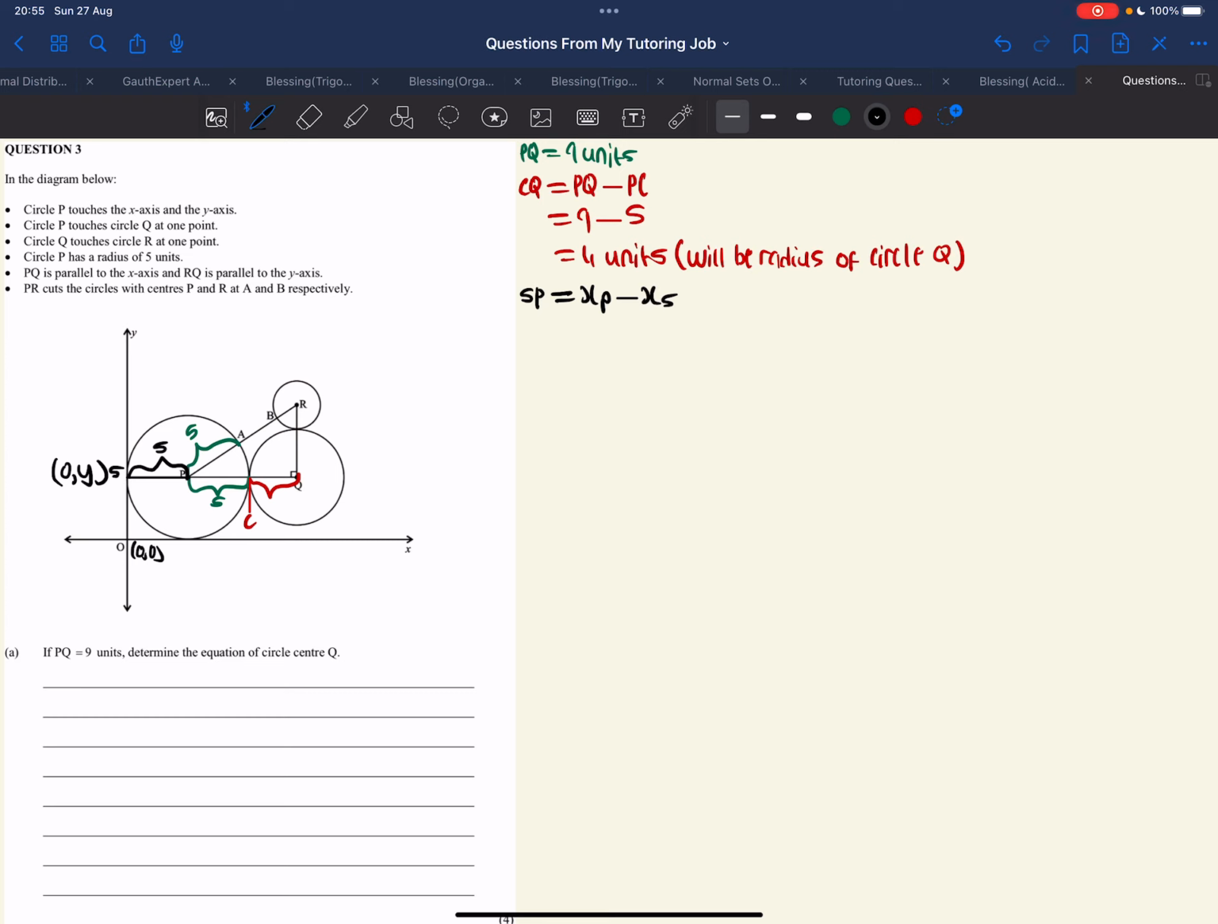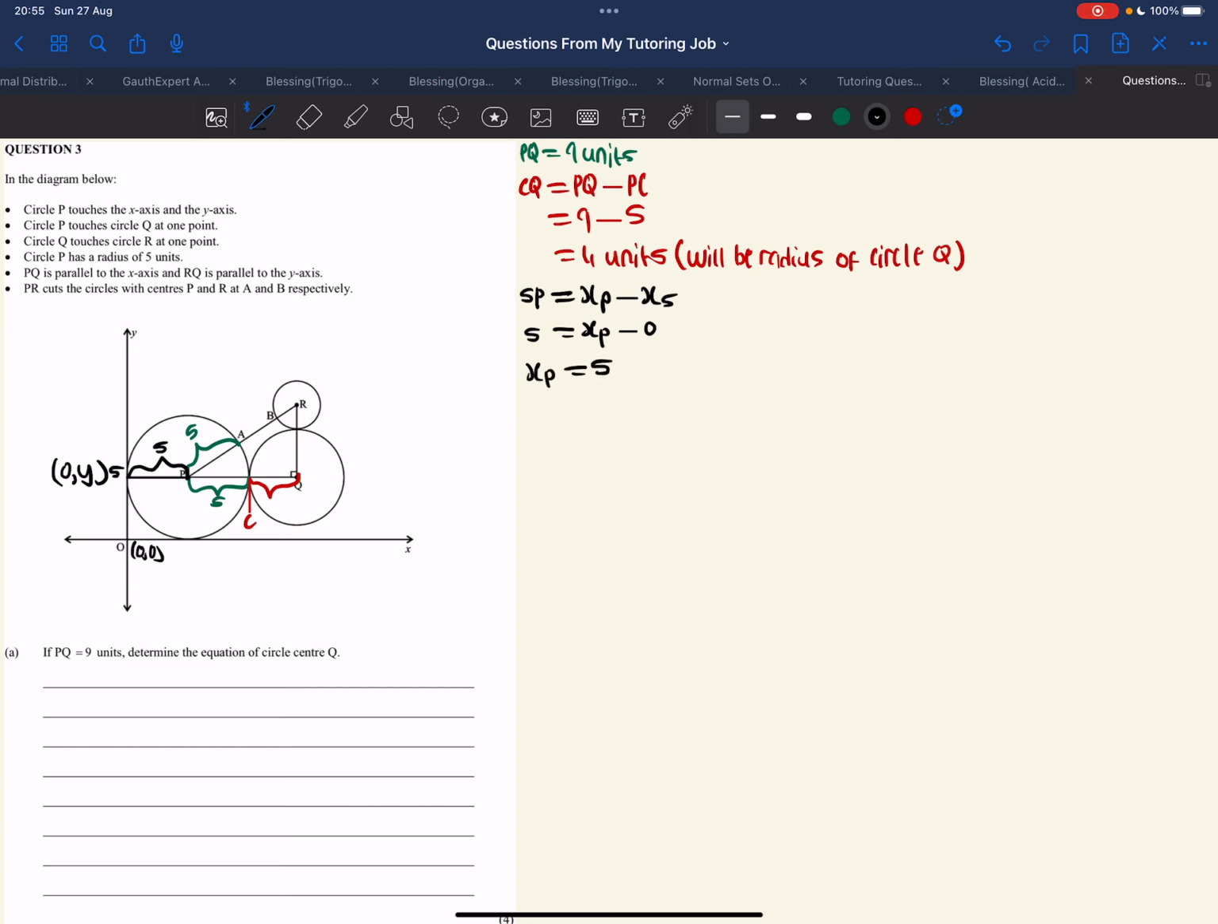So if we do that, remember SP is 5 units, and XP we don't know. Now remember the x coordinate XS is given as 0. If you do that, therefore XP will basically be 5.